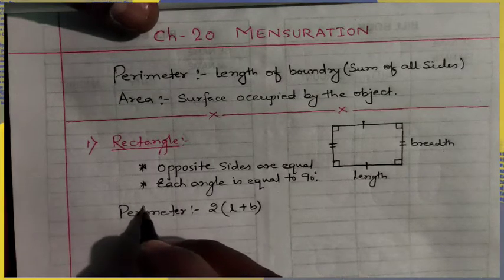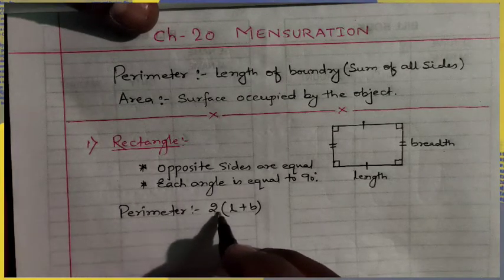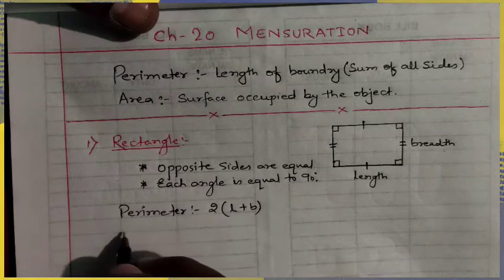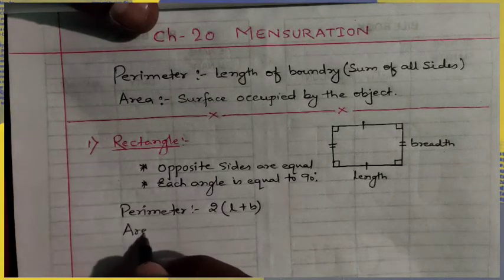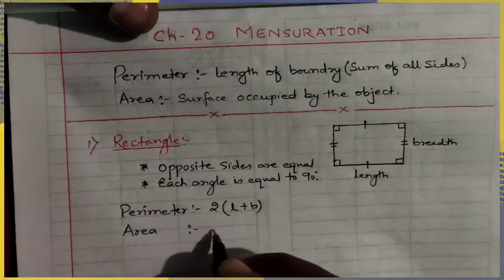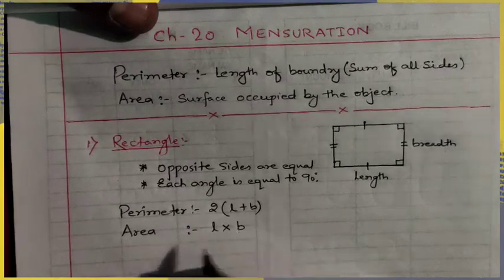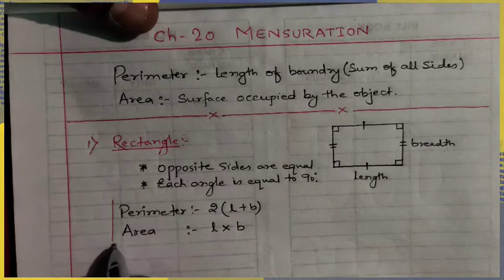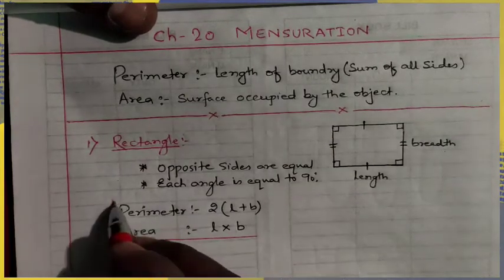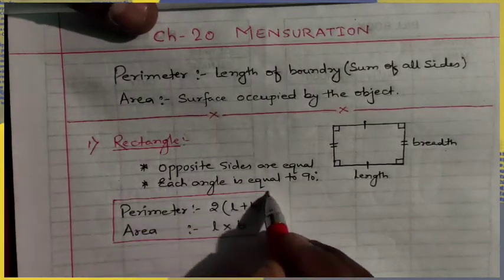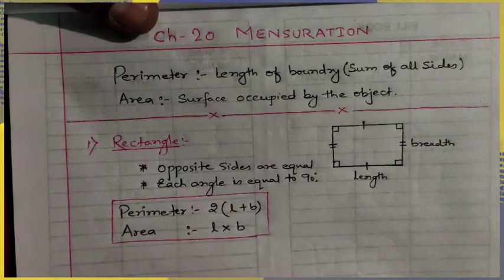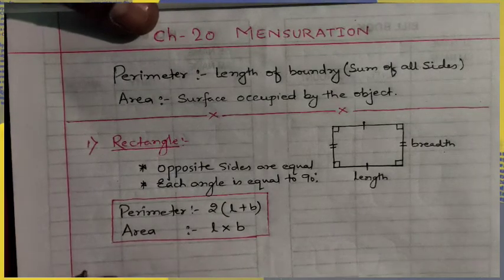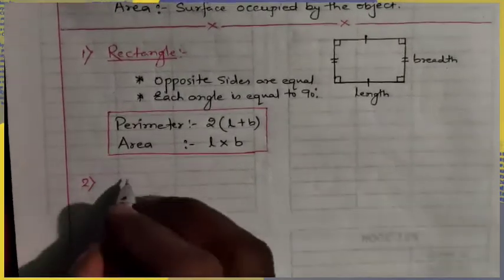That's why the formula for calculating perimeter is 2 into (length plus breadth), and the formula for calculating the area of a rectangle is length into breadth. These two formulas we have to remember for solving questions related to perimeter and area of a rectangle. The next figure we will see is the square.